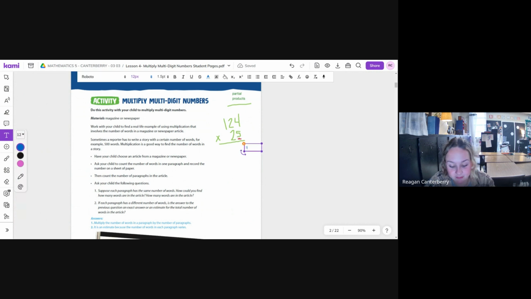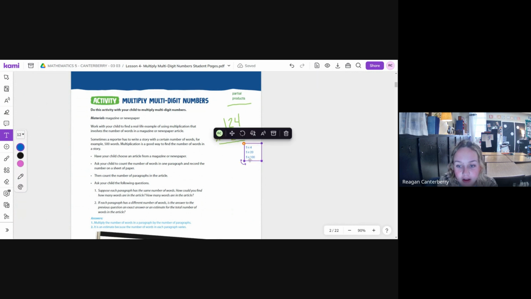do I need to multiply 5 times first? And they know I need to do 5 times 4. Then I say, well, what would I do 5 times next? They know it would be 5 times this 2, but that 2 doesn't represent 2. That 2 is in the tens place, so it represents a 20. So 5 times 20. And then they know next would be 5 times that 1, which really represents 100. So 5 times 4, 5 times 20, 5 times 100 is what they would get.